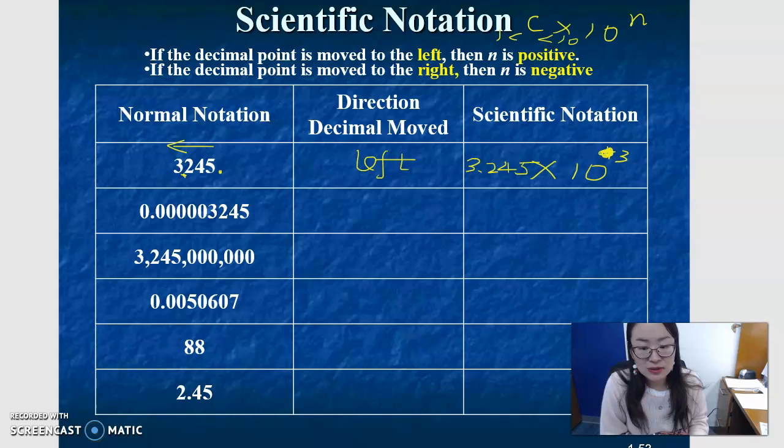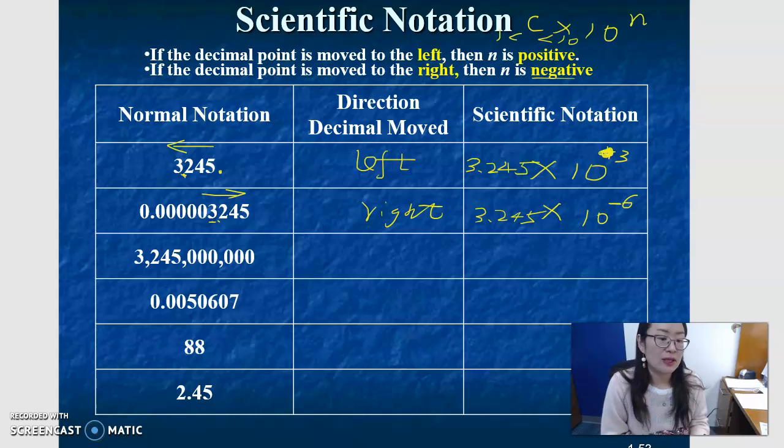And this is 0.000, smaller than 1. If it's smaller than 1, I have to move in this direction to make it bigger. Okay, so the leftmost non-zero digit is 3. The immediate right should be here. So I already know that I move to the right. So move to the right, it will be negative. And how many digits depends. 1, 2, 3, 4, 5, 6. I move 6 places to get to this point. So it's 3.245, and I moved to the right to get this.